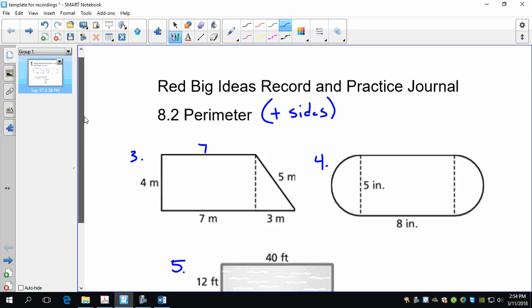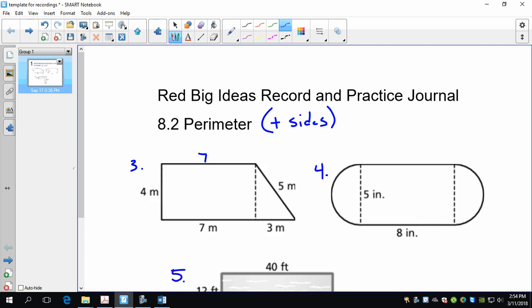Today we're working with the Red Big Ideas Record and Practice Journal. We're doing 8.2 today, and we are doing perimeter. For sixth graders, I have always taught for perimeter, it's P equals add the sides. So just add the sides. Get these parentheses out of here. So P equals add the sides.